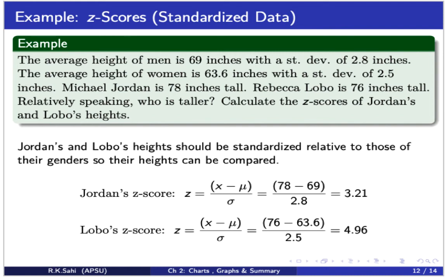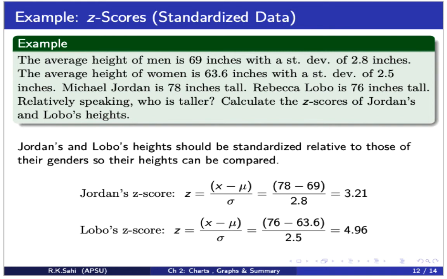Now we are looking at the height of Michael Jordan and Rebecca Lobo. These two are very famous sports players, and we would like to compare their heights. When I look at this, oh, Michael Jordan is 78 and Rebecca Lobo is 76. Oh, definitely Michael Jordan is taller.